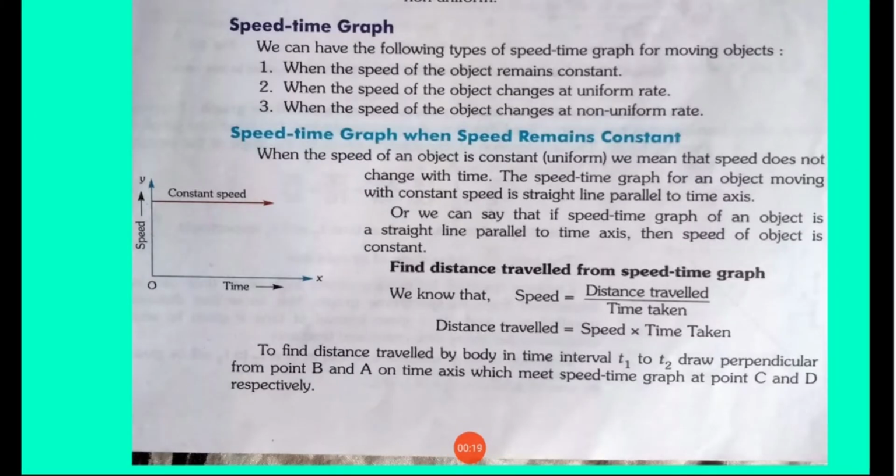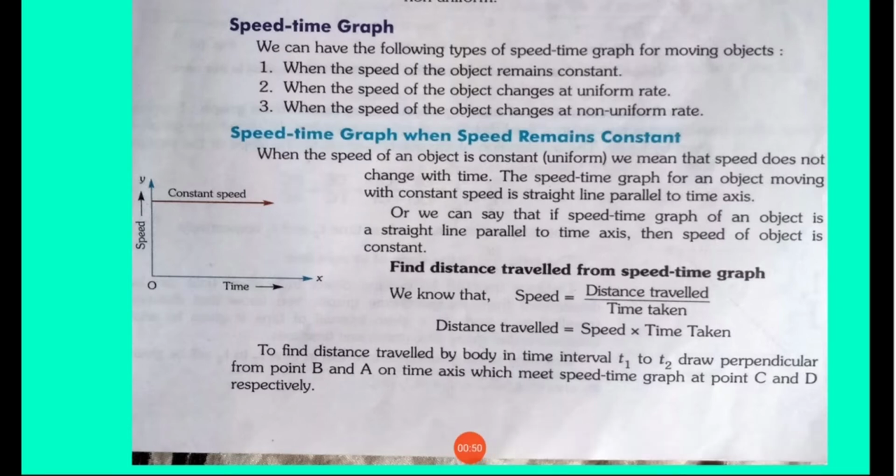So for moving objects we can have these types of speed time graphs or velocity time graphs. When the speed or the velocity of the object remains constant, means there is no change in the speed. When the speed of the object changes at uniform rate, means at regular intervals the speed also keeps on changing, increasing or decreasing. And when the speed of the object changes at non-uniform rate.